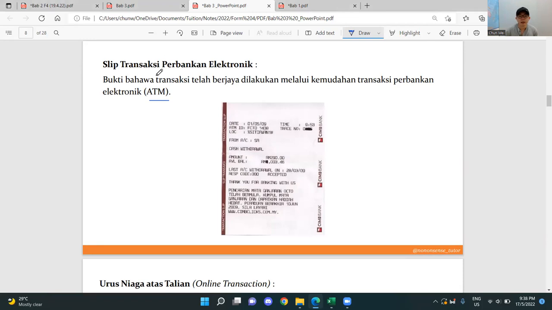So this is from the ATM. So it's very simple. So from here, you can see that, oh, you cash withdrawal. You keluarkan wang, berapa? Amount 290 ringgit. All right, so clear? If clear, give me another C. Clear, give me another C. Okay, good. All right, let's continue.